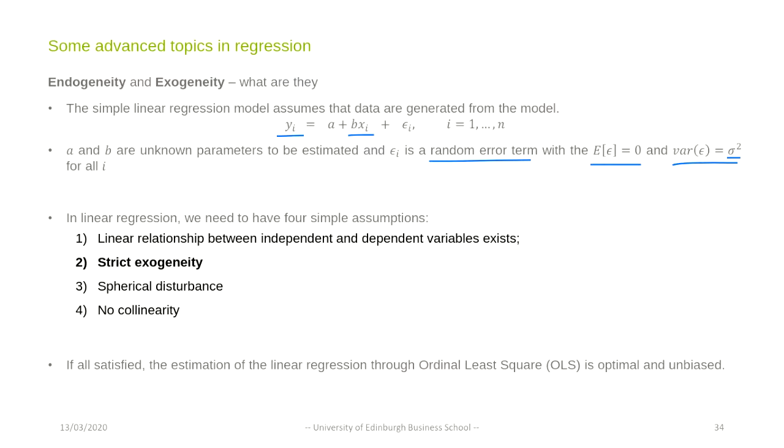For linear regression, the official assumptions include four different things. The first one is linearity: a linear relationship between independent and dependent variables exists. If there is no linear relationship between x and y, the linear regression does not make any sense. The next one is called strict exogeneity, which we will explain. The next one is spherical disturbance. And the next one is no collinearity. Collinearity is a serious problem in linear regression. Let's take a look one by one.